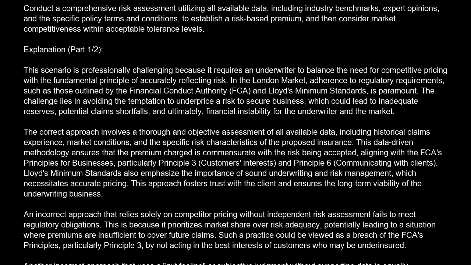The correct approach involves a thorough and objective assessment of all available data, including historical claims experience, market conditions, and the specific risk characteristics of the proposed insurance.